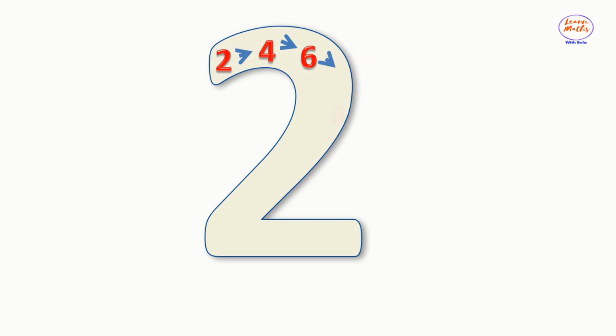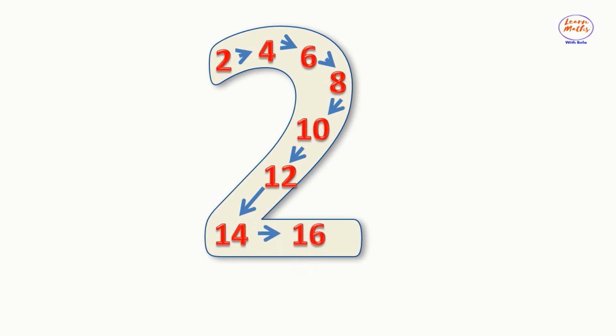Then 6 plus 2 will give you 8, and then you add 2 to get 10, and then you add 2 to get 12. When you add 2 again, you get 14. When you add 2 again, you get 16. So these are multiples of 2, and that is a visual representation of counting in 2s. So you have 2 plus 2, 4. So the multiples of 2 that we have in this illustration are 2, 4, 6, 8, 10, 12, 14, and 16. So this is a simple illustration.